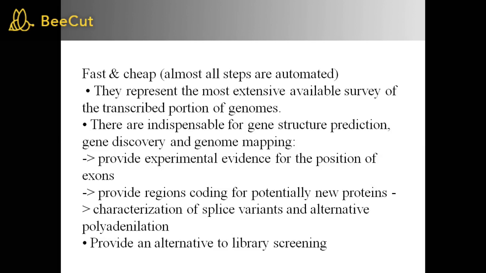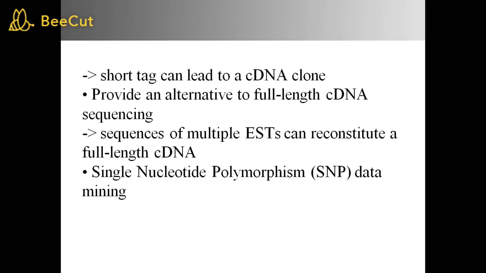Then this also provides an alternative to library screening. Instead of library screening, we can use expressed sequence tags to discover the gene, and then we can map that particular genome. Then a short tag can lead to a cDNA clone. Whatever sequence we get, we can consider as a short tag. This can lead to a cDNA clone, so we can also prepare clones of that particular tag.